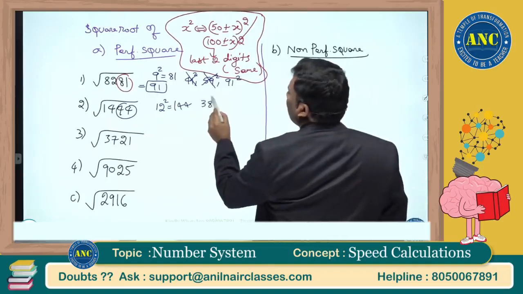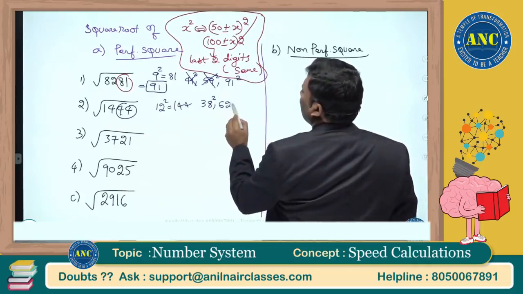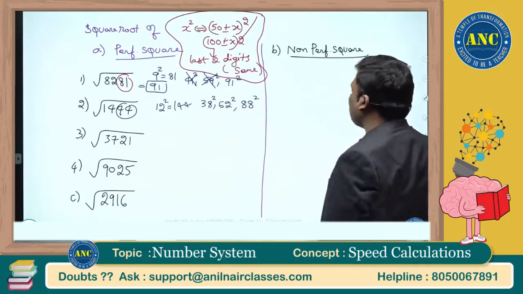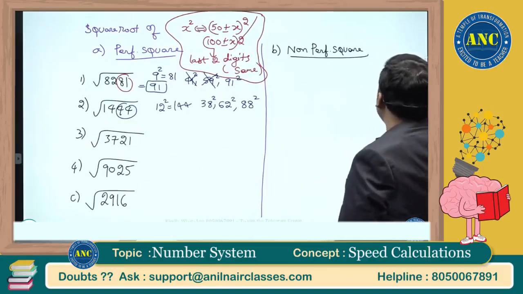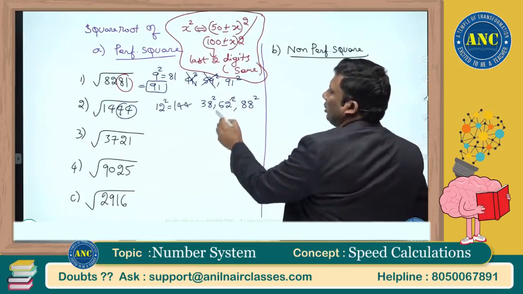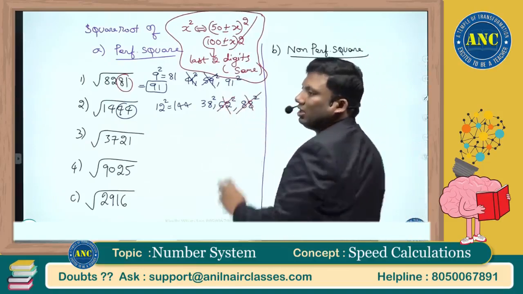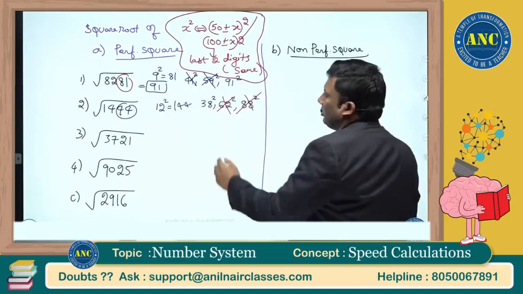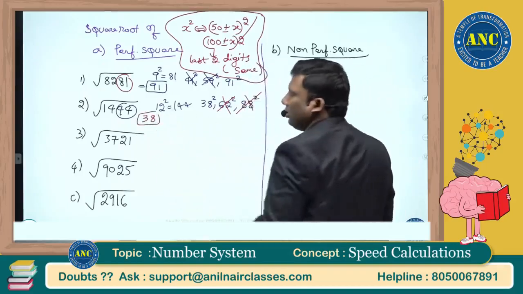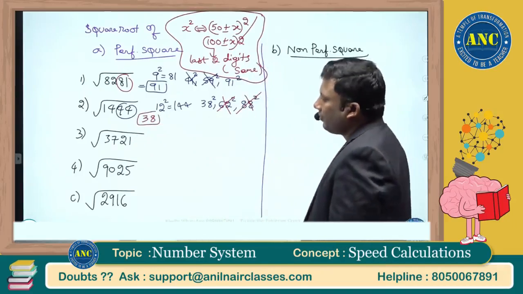50 minus 12 square, 50 plus 12 square, and 100 minus 12 square. Just by looking at the question itself, 60 square is 3600. It is greater than this number. So the answer for this question is 38. I hope the idea is clear.